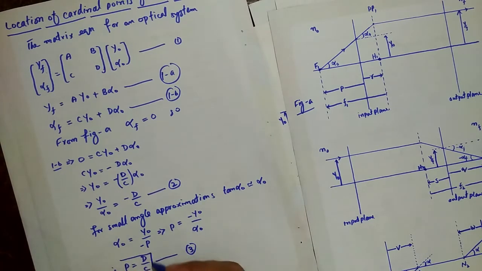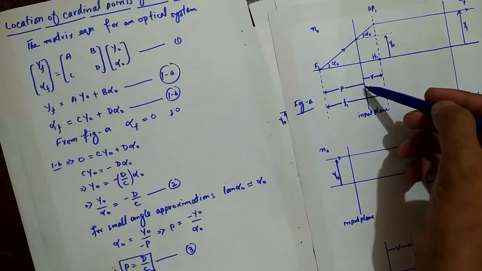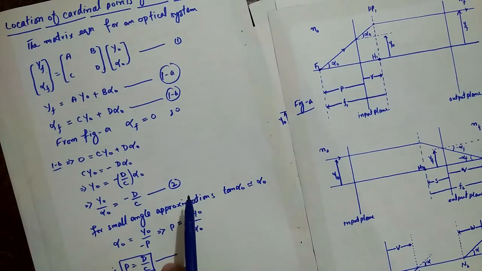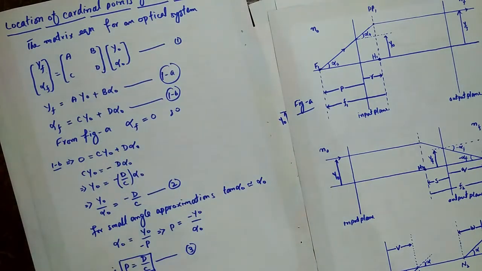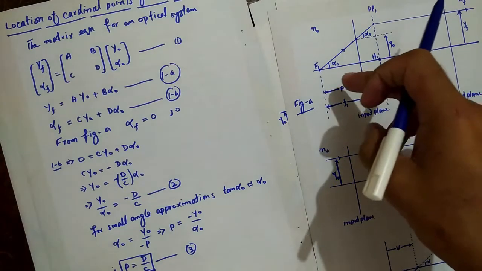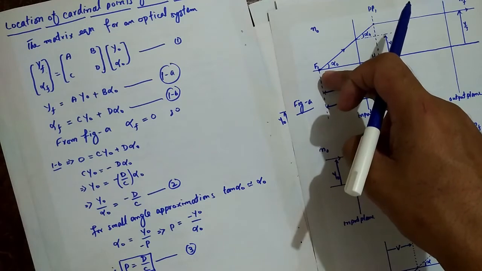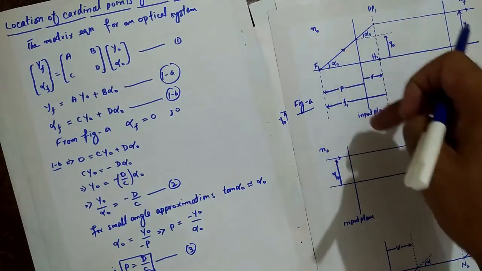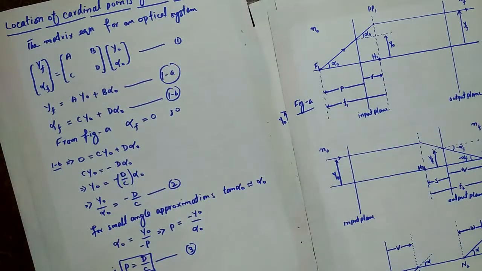So this is the position of the front focus point with respect to the input plane, and that is determined by the D and C elements, the ratio of the D and C elements. Clear? Whenever we calculate the front focus point of any optical system with respect to the input plane, it will be the ratio of these two elements.